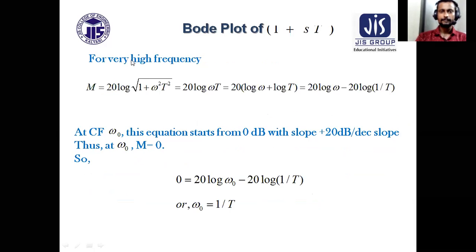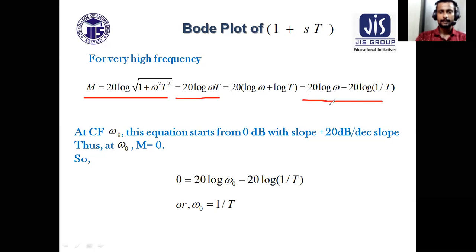Now, again, as we all know, at very high frequency, this is the equation. So 20 log under root 1 plus omega square t square could be reduced to 20 log omega t, where 1 could be neglected in comparison to omega square t square. So 20 log omega t, which is 20 log omega plus log t, which could be written as this.